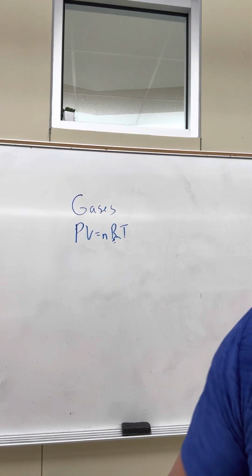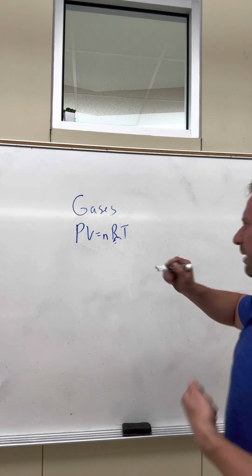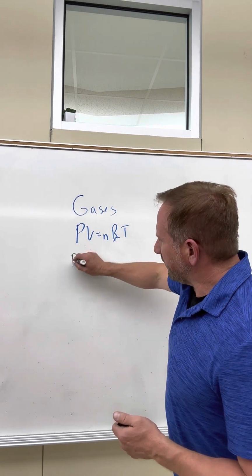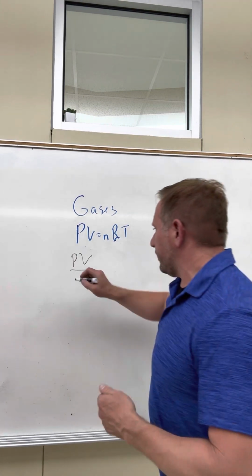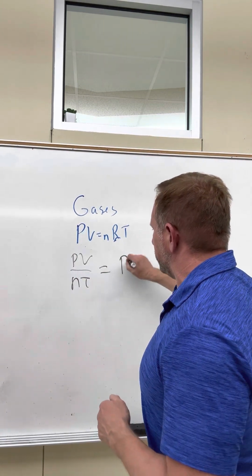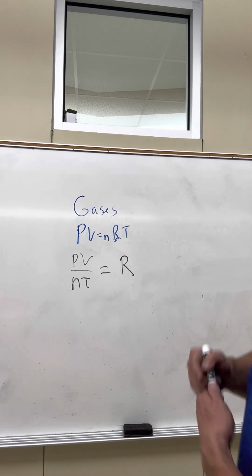All right, so what we end up having is we have ourselves our ideal gas law. Once again, not a big fan of writing it this way. I'm a big fan of writing it PV over nT is equal to R. Now, what does this actually mean? What is R? How does R work?